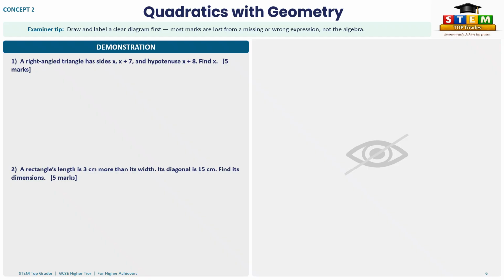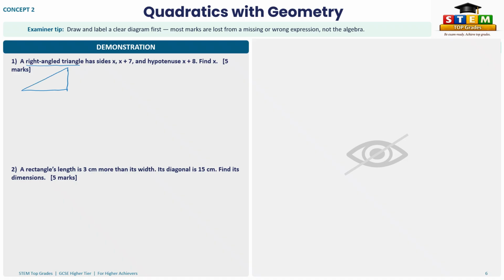Here's your examiner tip. Draw and label a clear diagram first. Most marks are lost from a missing or wrong expression. Note the algebra. Now, for our first question, we're going to be drawing a right angle triangle. And in this case, we need to draw a sketch of that right angle triangle. So it doesn't have to be to scale.